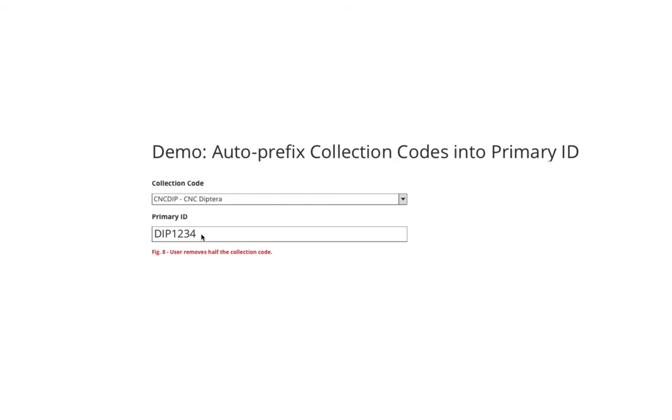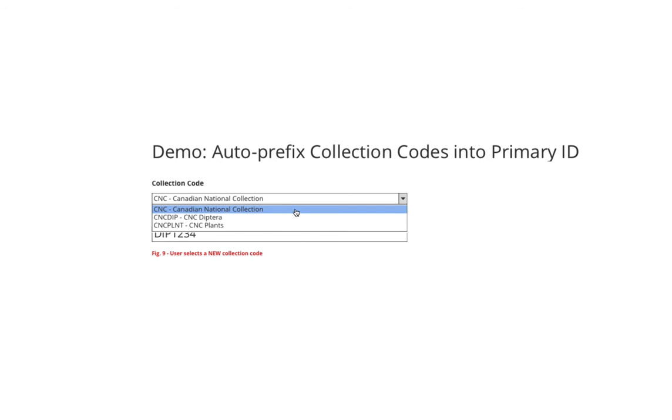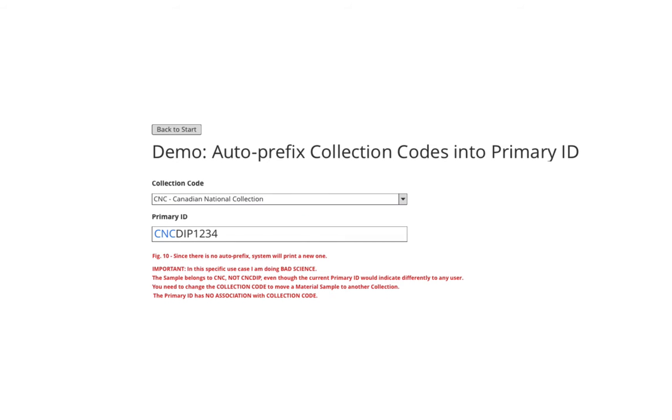If I were to now change the collection code, because I've broken that representation, I'm going to go ahead and say, let's add another prefix. And now you can see this represents CNC dip 1234, but it's not in the dipter collection. It's in the CNC main collection. Is this bad science? Absolutely, but we can't prevent bad science.